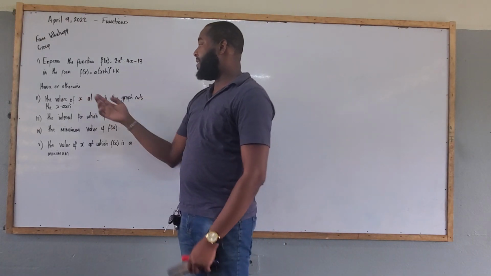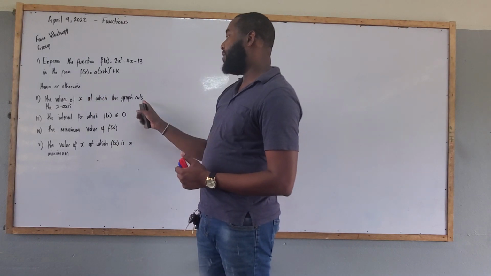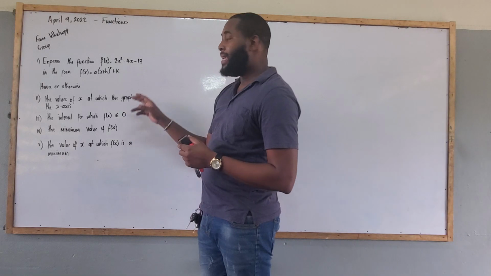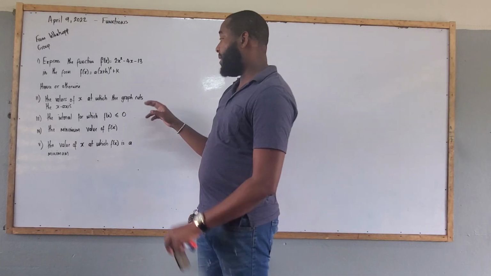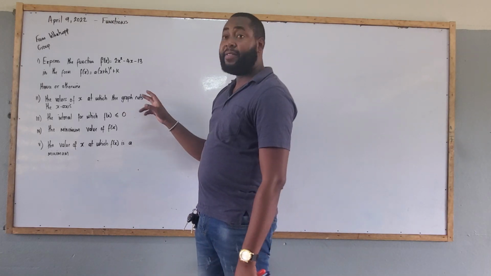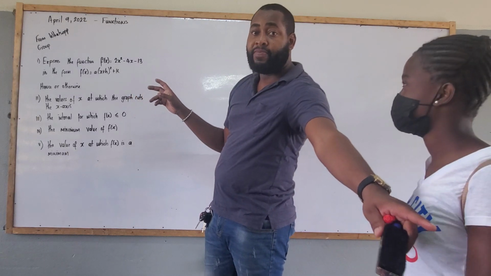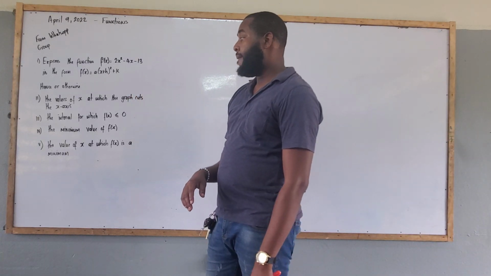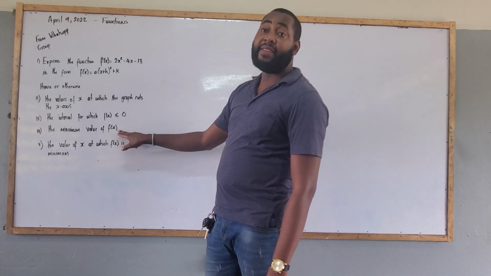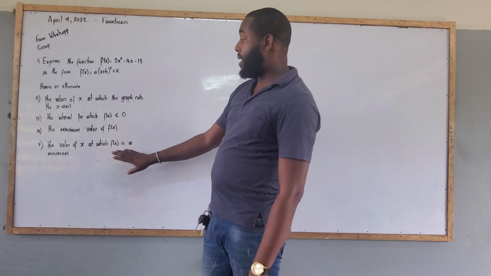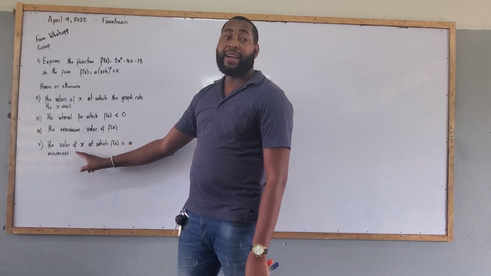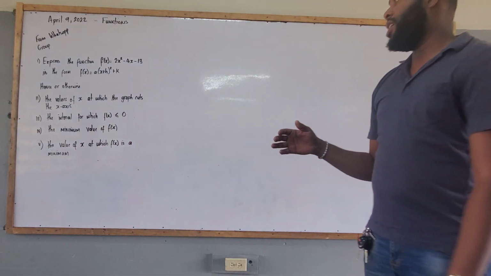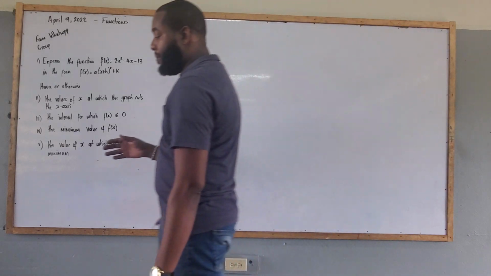Then they ask us to find the value of x at which the graph cuts the x-axis. After that, the interval for which f of x is less than or equal to 0. And then we want the minimum value of f of x, and then we want to find the value of x where we actually find the minimum. So they are slightly different, but you need to understand.